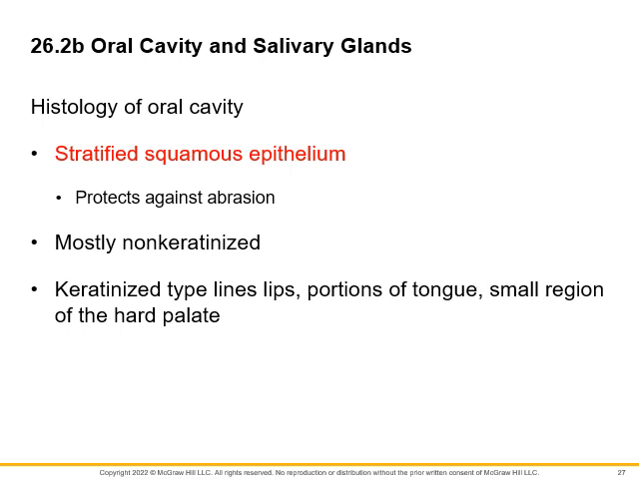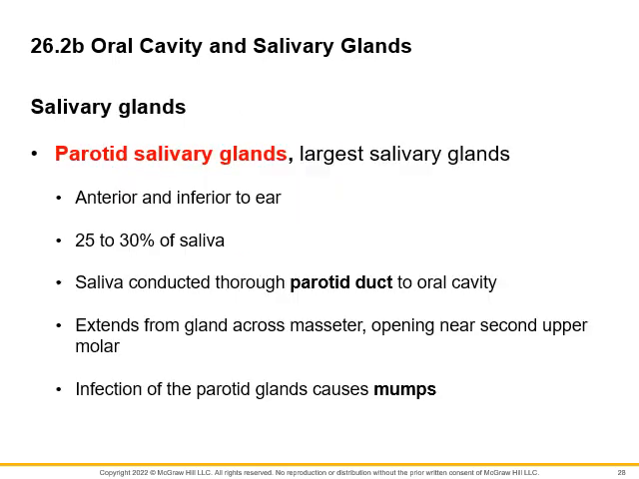What's lining the oral cavity? You have stratified squamous epithelium. Hopefully by now we see stratified squamous epithelium and we're thinking some sort of abrasion protection. It is mostly non-keratinized. We do have some keratinized stratified squamous epithelium, the lining of the lips, portions of the tongue, and part of the hard palate.